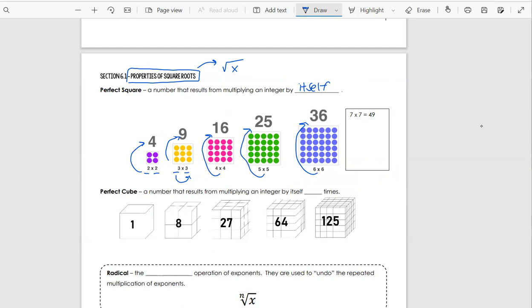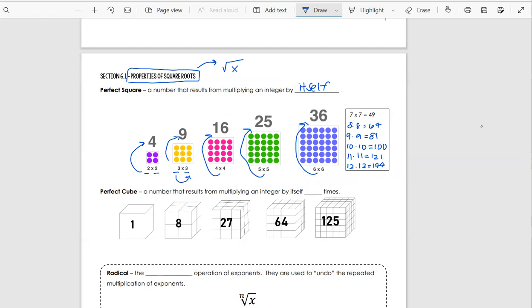And let's list some more. 7 times 7 is 49. We should know all of these, by the way, guys. 8 times 8 is 64. 9 times 9 is 81. 10 times 10 is 100. 11 times 11 is 121. 12 times 12 is 144. We should really know all of those. Okay, you guys got it.